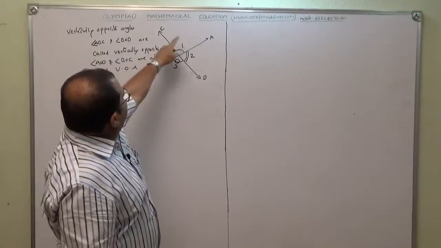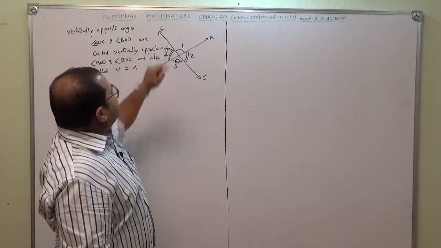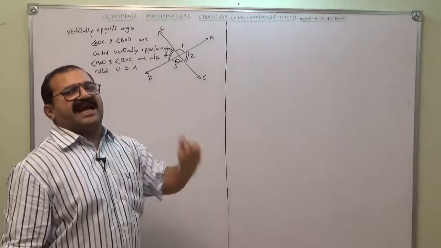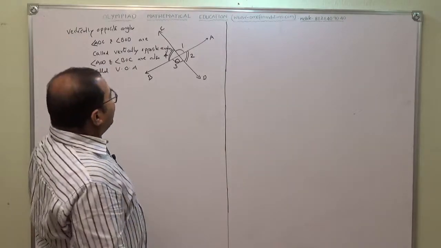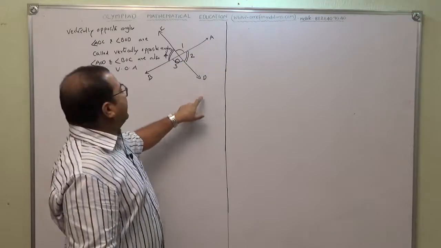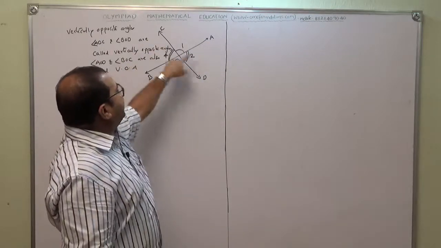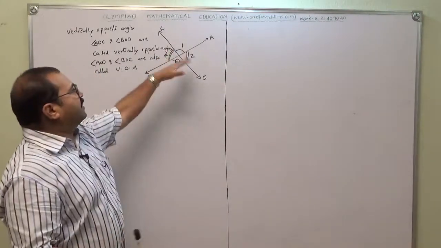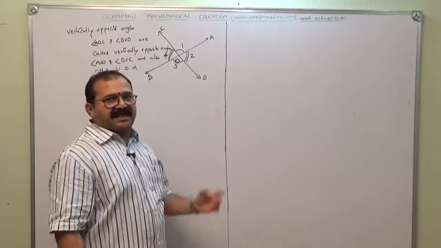So angle AOC and angle BOD are called vertical angles. This is the definition. As well as angle AOD and angle BOC are also vertically opposite angles. These are the two pairs if two straight lines intersect at a point.